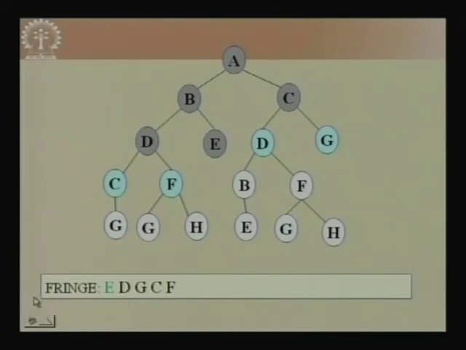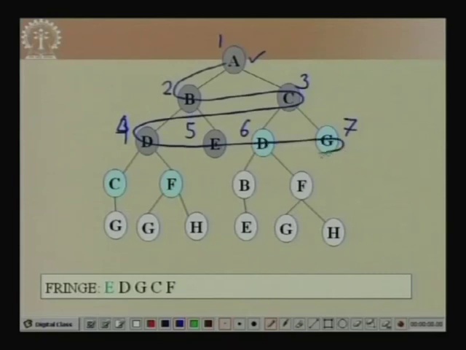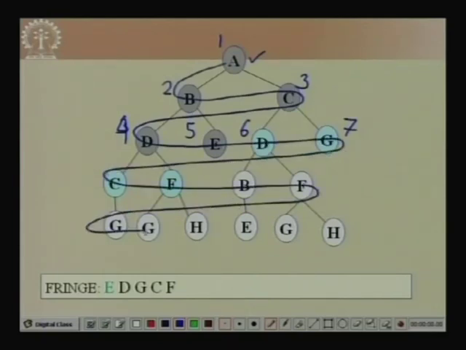So you notice here that this is the order in which nodes are expanded. First A is expanded, then B, then C, then D, then E, then F, then G, etc. So in breadth first search, nodes are expanded in this order according to their level. First A, then B, then C, then D, E, D, G. So nodes will be expanded in the order of their depths.